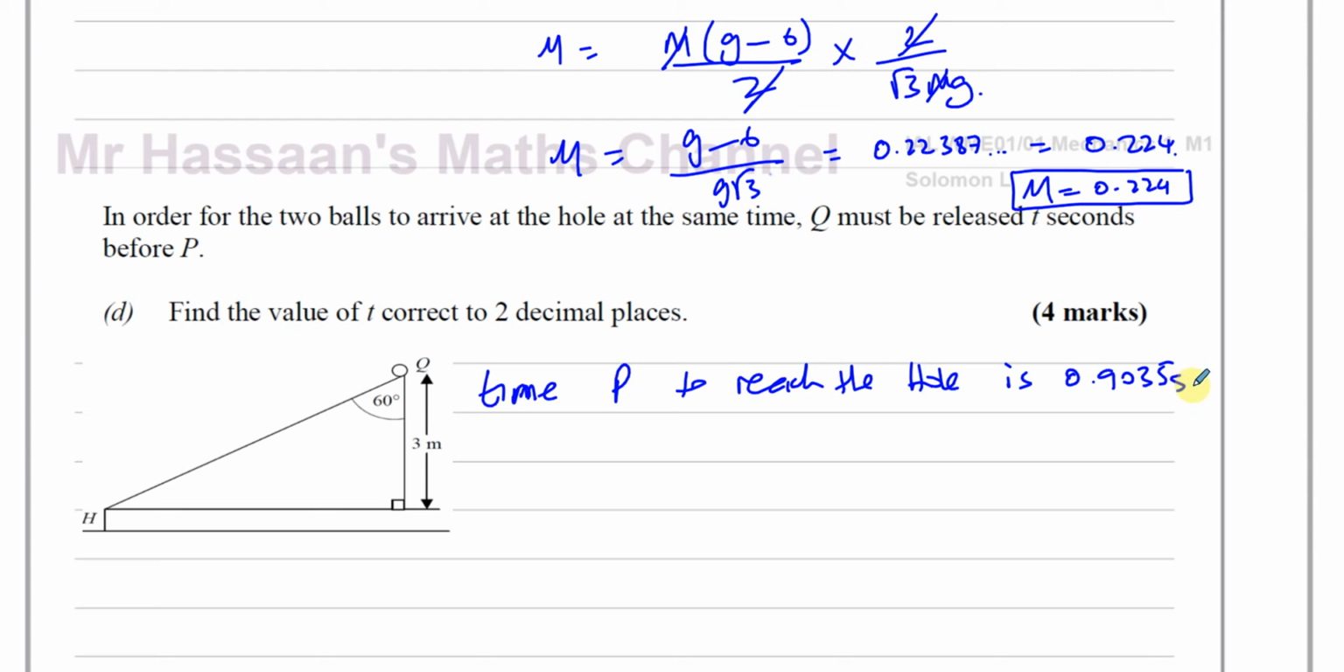0.9035 seconds. All right. And we want to find the time it takes for Q to reach the hole. And then we can see that the difference between those two times will be the time that you must release Q so that they arrive at the same time. Okay, because you want to release Q at the time before, if Q takes longer.